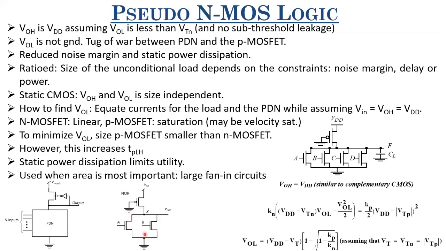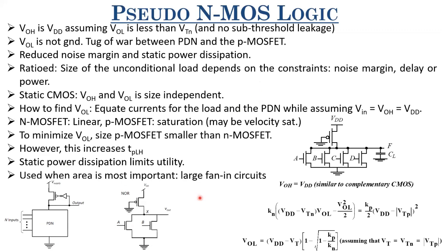A simple 2-input NOR can be realized with just 3 transistors, just 3 MOSFETs, right? And there we used 8. So look at the simplicity of this design. That is the reason why, when area is most important, we use this kind of logic design.